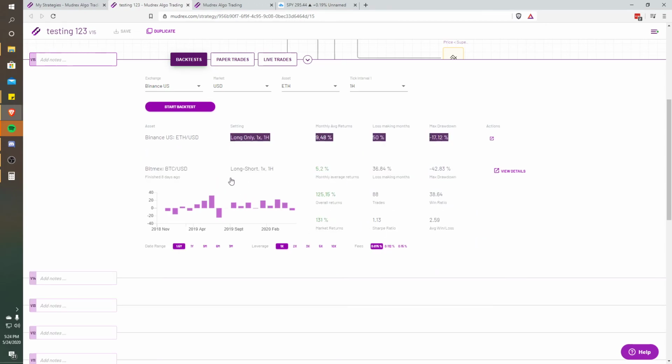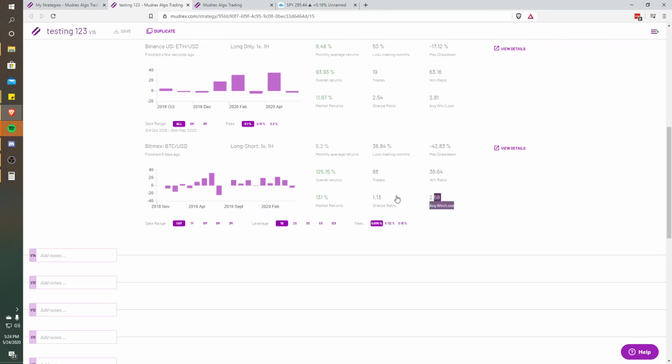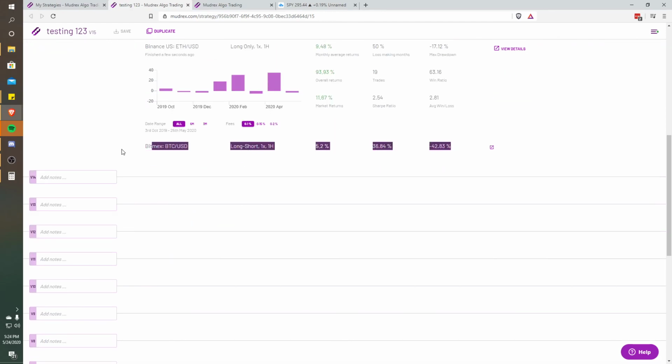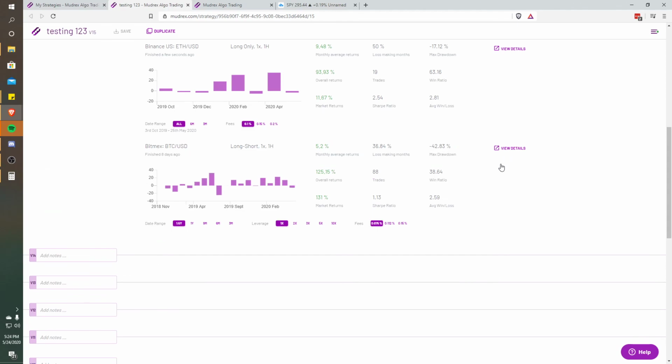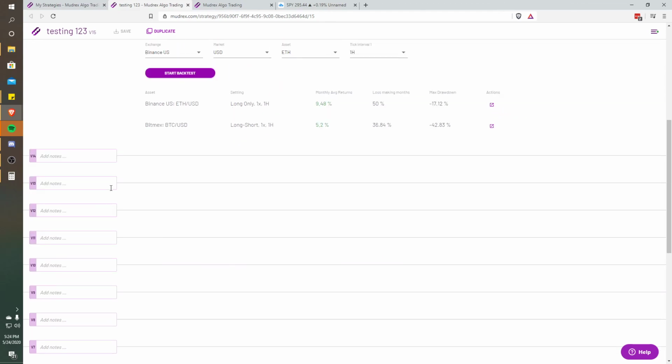So the win ratio for this one, the Bitcoin, is really low, but I still profited just because the winning positions were a lot larger than the losing positions. And yeah, that's Supertrend Cloud.